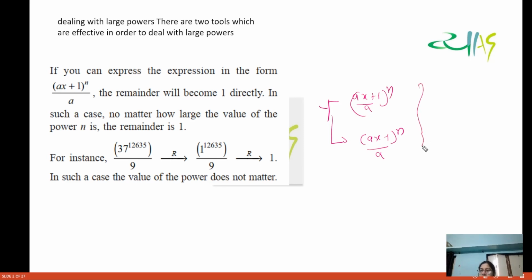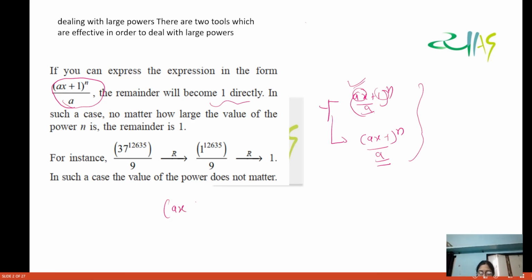Okay, so we try to reform our number in this format. You have to remember that whenever we do (ax + 1) to the power n, the remainder will become 1 directly. Why? Try to understand this.